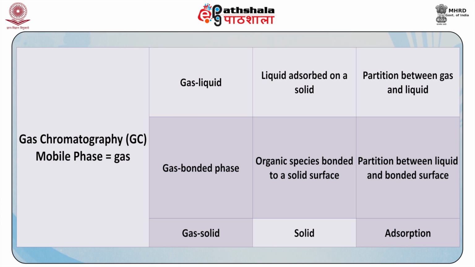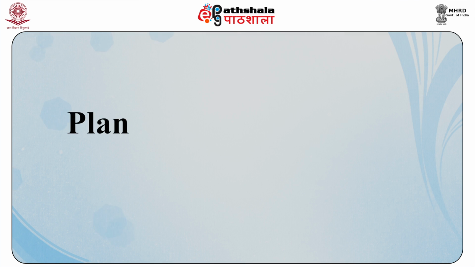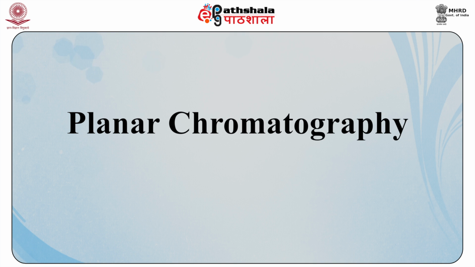Next is gas bonded phase, where the stationary phase is organic species bonded to a solid surface and the type of equilibria is partitioning between liquid and a bonded surface. Next is gas solid, where the stationary phase is solid and the type of equilibrium attained is by the process of adsorption. Now, we will be moving on to more detailed study of planar chromatography.